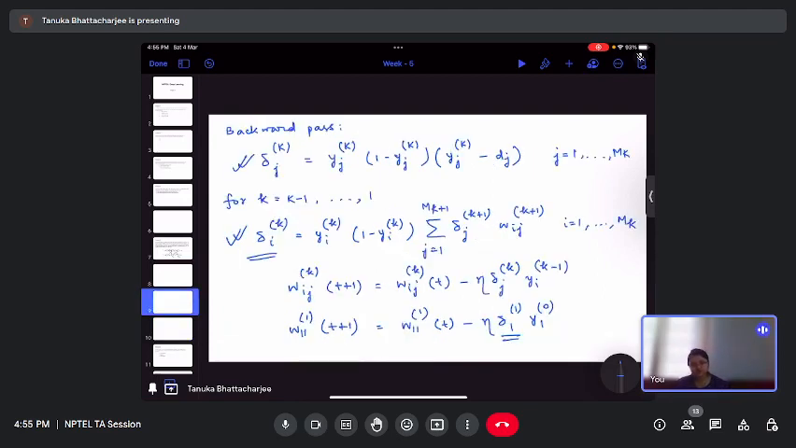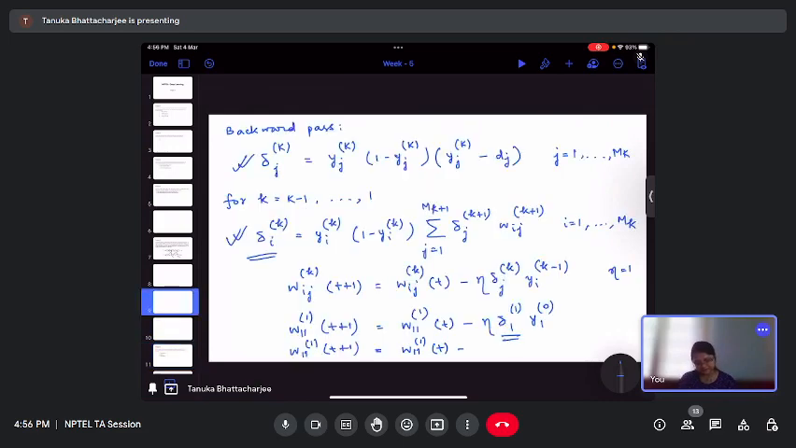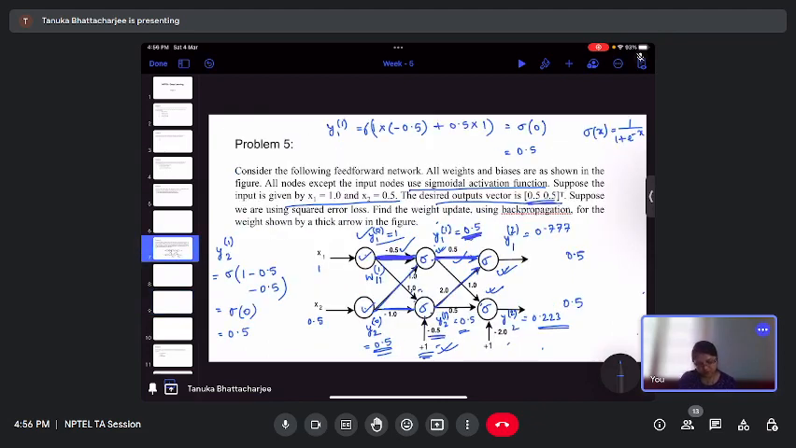So you can simply put this in this particular equation to get the weight updation equation for the particular weight we want. So that will be eta, you can take any value. Let's say we take eta equal to 1 for now. So it will be just delta 11 into y10. Your delta 11 is minus 0.006 and your y10 is 1.